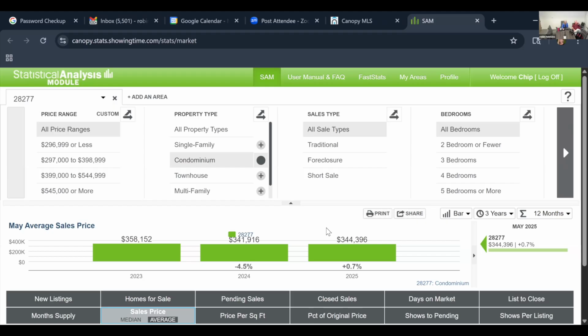Something else to consider: we're talking about the area, in this case down to zip code, but look at what else we can do. We can do price ranges. We can even go over to sales types: traditional, foreclosures, short sales. We can look at all sales types, right? We can break it down by bedroom counts. And there are more and more categories to make it even more specific if we needed to.